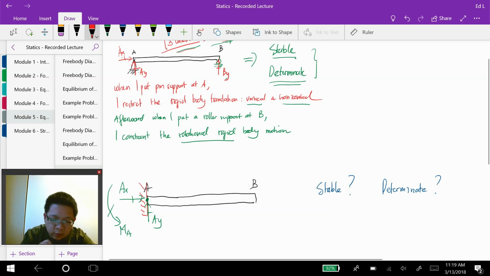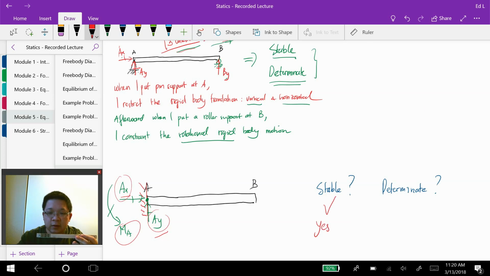Would these reactions hold all of the rigid body motions of the beam? Well, if we have AY and AX, definitely it already holds the rigid body translation, the vertical and horizontal motion of the beam. But once I have MA right there, will it be able to hold the rotational rigid body motion? Well, the answer is yes. So with these 3 reactions, AX, AY, and MA, the structure becomes stable. The answer is yes, because of this.